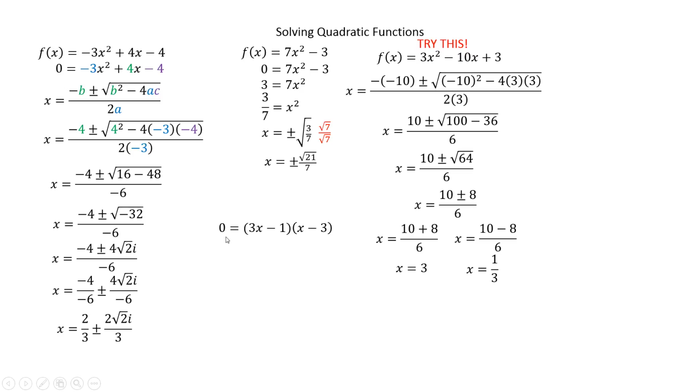Equals 0. We can split it up. So either 0 equals 3x minus 1 or 0 equals x minus 3. For 3x minus 1, we would add 1, divide by 3. For x minus 3, we'd add 3. So we add 1, divide by 3, get 1/3. Add 3, we get x equals 3.